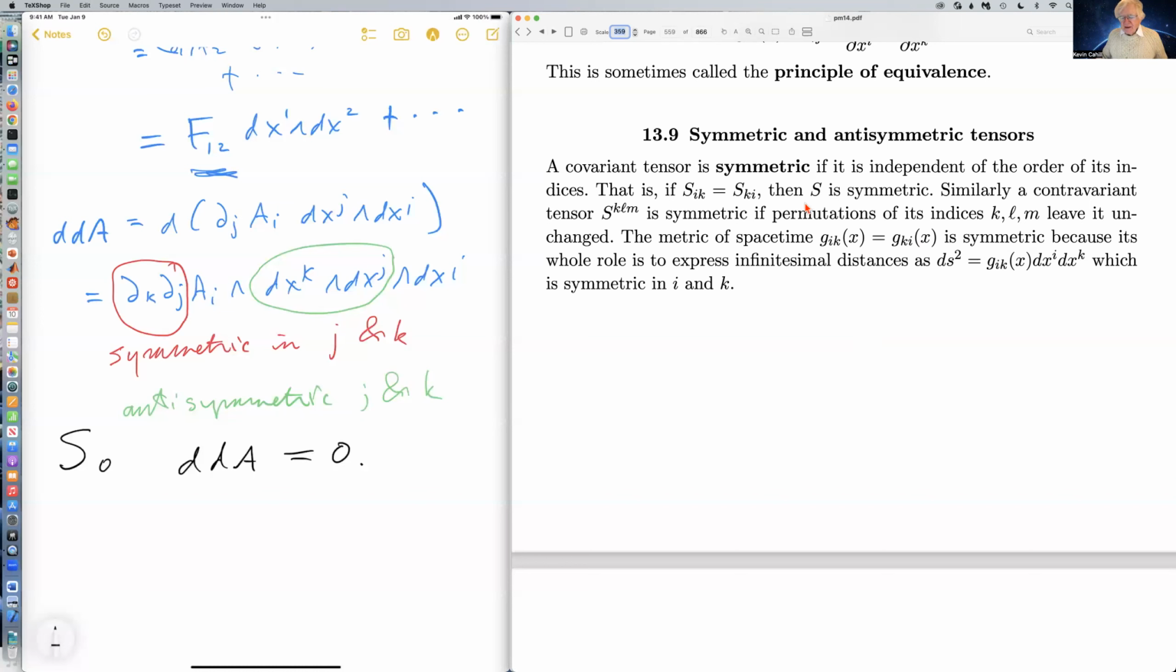Now suppose you have a tensor that's covariant rank 2, and S_ik is equal to S_ki, then you say it's symmetric. If on the other hand S_ik is minus S_ki, you say it's anti-symmetric. And similarly, S_klm is symmetric if all permutations are equal: S_klm equals S_lmk, and equals S_mkl, and so forth.